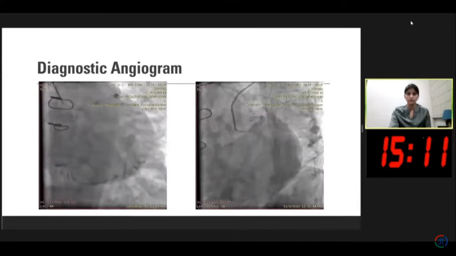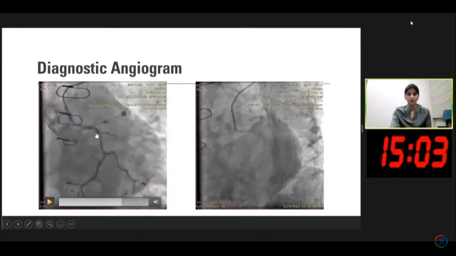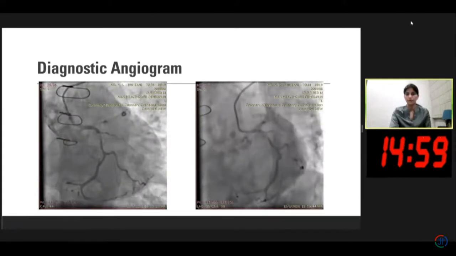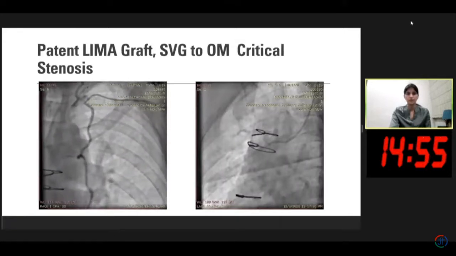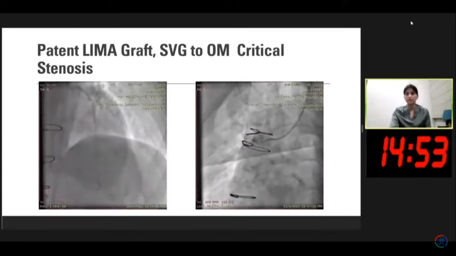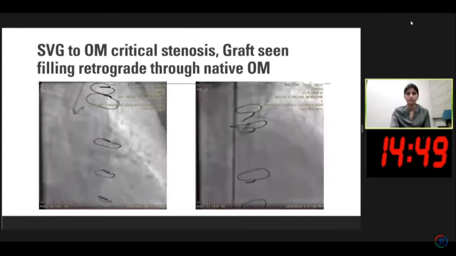Here we could see a tortuous circumflex with a proximal calcified lesion, as we can make out, and LAD was 100% occluded. There was a bend after this proximal lesion. This is the LIMA graft, which was patent, and this is the SVG to OM, which had a critical stenosis.